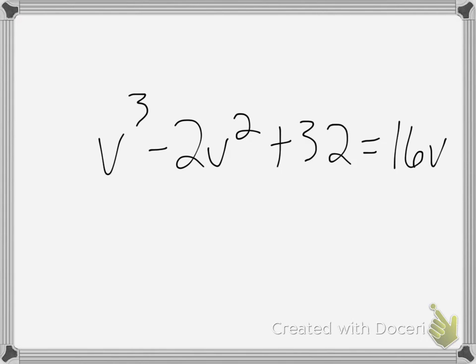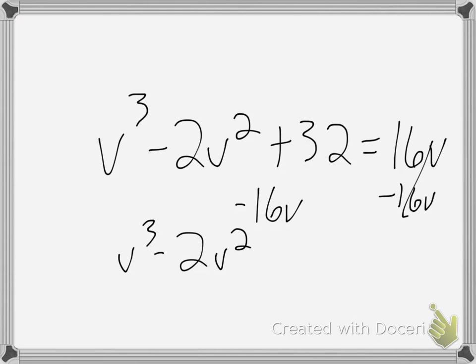Very good. I want to get all my terms to the same side, and I want the other side to be 0. That way I can factor it and then solve it by factoring. So I'd subtract 16v. Subtract 16v. V cubed minus 2v squared minus 16v plus 32 equals 0. And then I'd go from there to factoring it and setting them equal to 0. Okay? Questions about that? Questions about my review real quick?